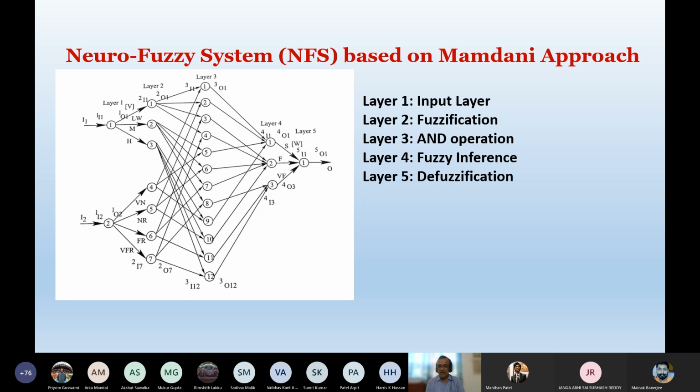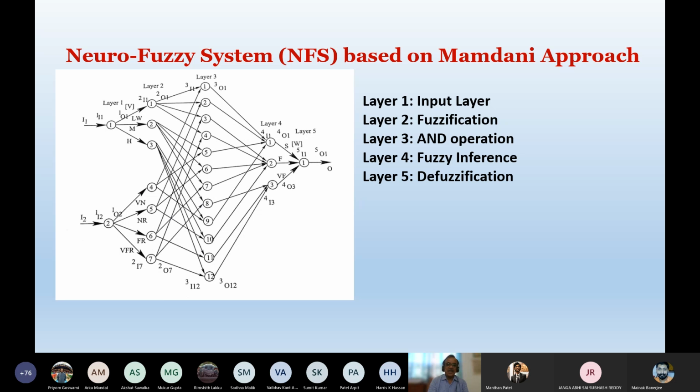Then we have to go for defuzzification, because as input for the fifth layer we got the fuzzified output, and that fuzzified output could not be used directly as the output. So we go for defuzzification in layer 5, and consequently I get the crisp output corresponding to the set of inputs. I hope you have understood that this is nothing but the Mamdani approach of the fuzzy reasoning tool.